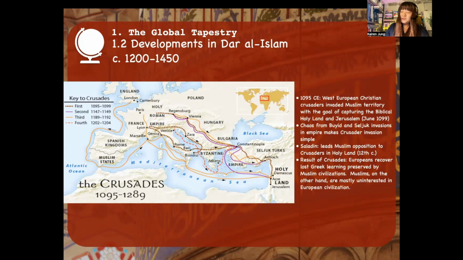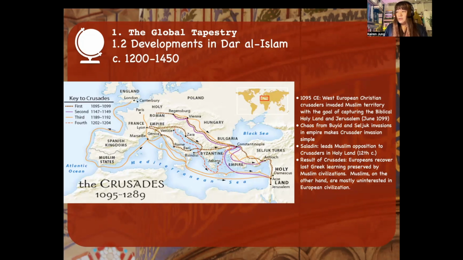And as a result of the Crusades, what happened? The Europeans recovered all the lost Greek learning that had been preserved by the Muslim theoreticians, the Muslim mathematicians, the Muslim scientists, the Muslim theologists. They had been studying these amazing works of Greek philosophy and tradition and science by Aristotle and Plato, and they had the works of Homer, and they had all of the European literary compendium and the science and development and achievement of Rome in their libraries.